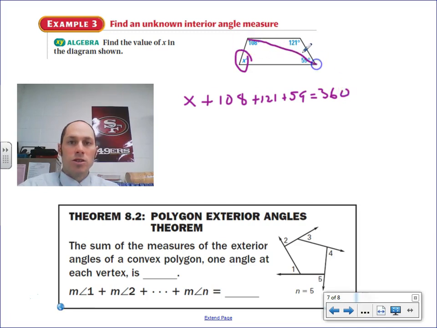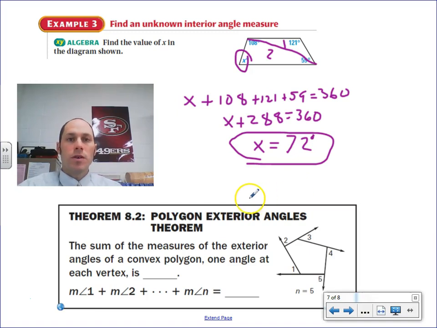So I can divide it into 2 separate triangles. If I add those all up, 108 plus 121 plus 59 gives me 288. So x plus 288 is 360. And then I can subtract 288 from 360. And so I know x is 72 degrees.